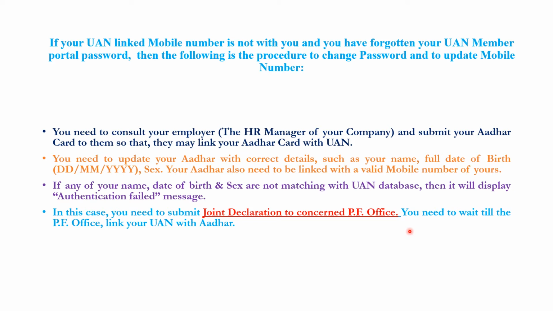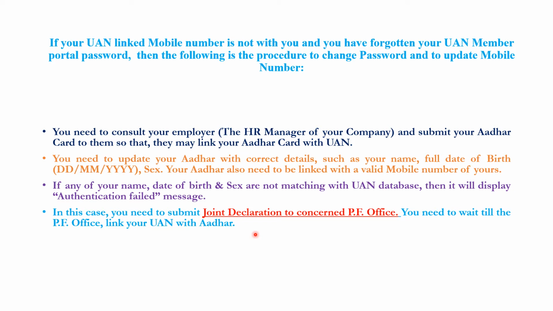You have to submit the joint declaration to the concerned PF office, and then you need to wait till the PF office links your UAN with Aadhaar in order to update your mobile number. This is the first and foremost thing which you have to do. The thing is, you have to link your UAN with Aadhaar card.